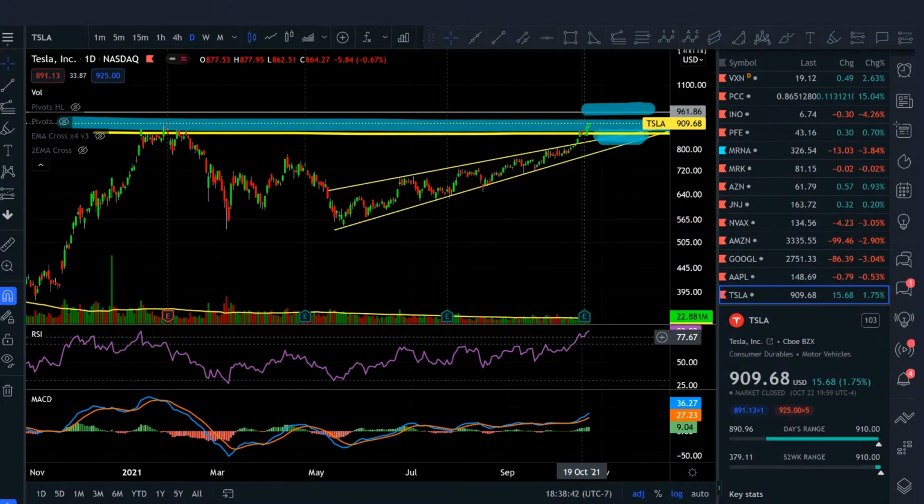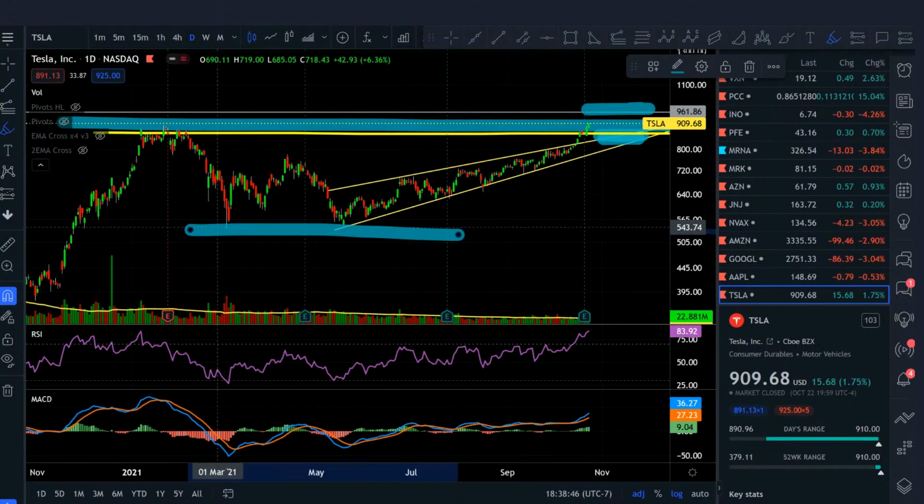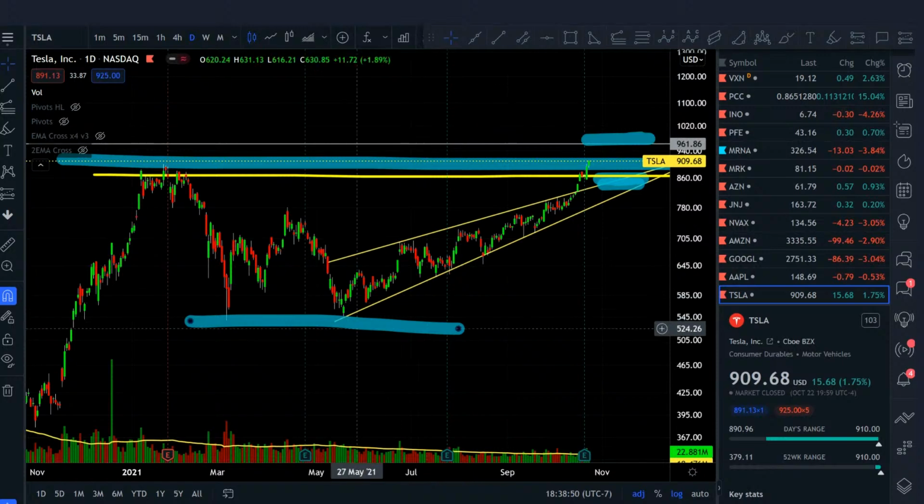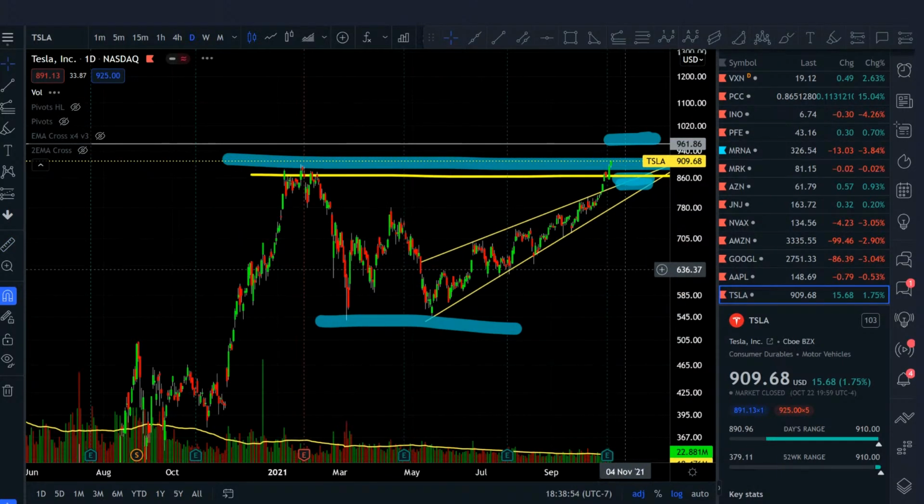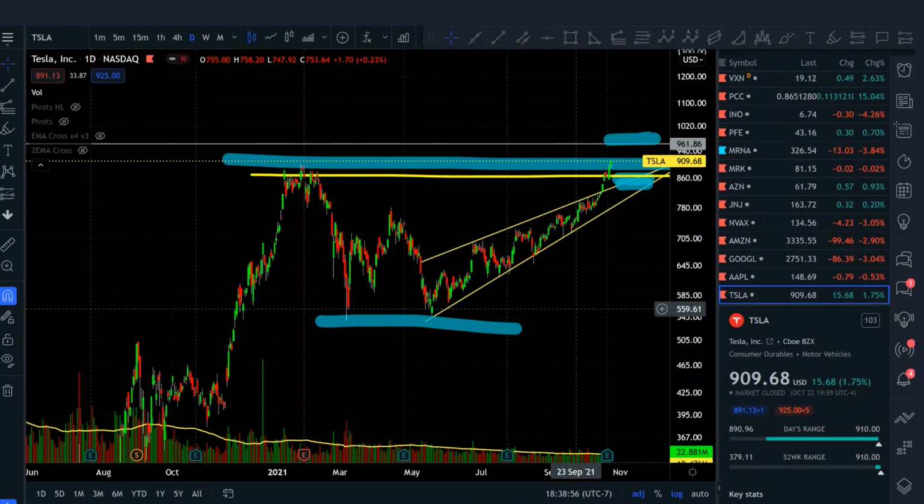It's in the overbought zone, right? If you're just using RSI, it's like, man, this thing was staring us right in the face. March and May, double bottom, beautiful setup. And if anybody bought that, they're up 60% on their position right now. But again, it's no FOMO.